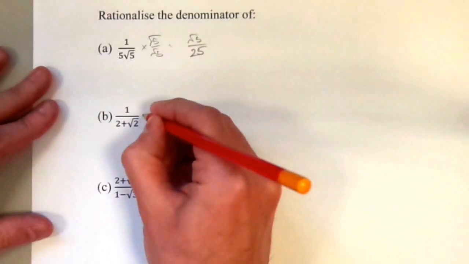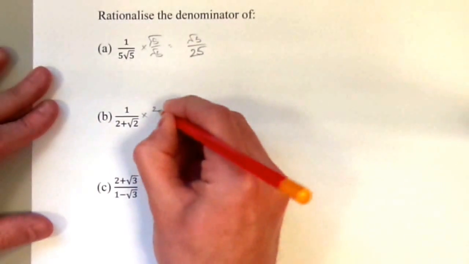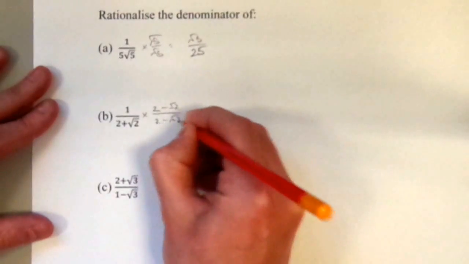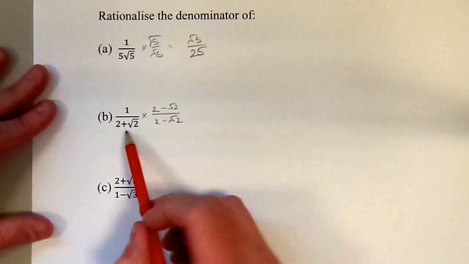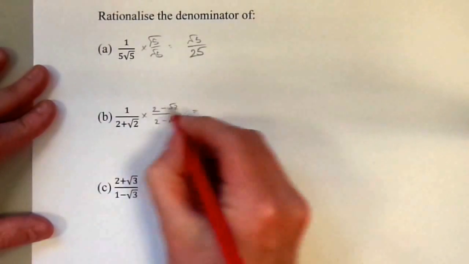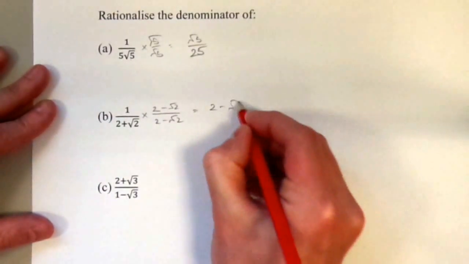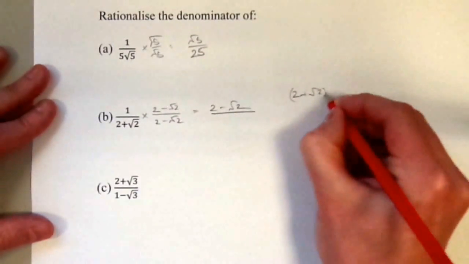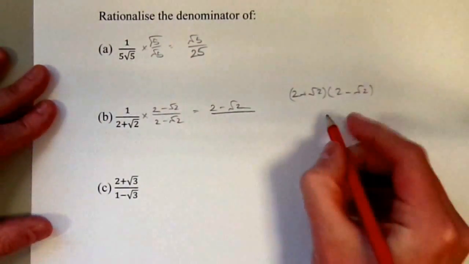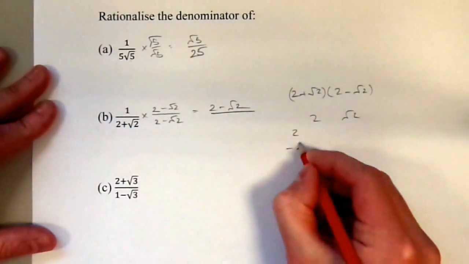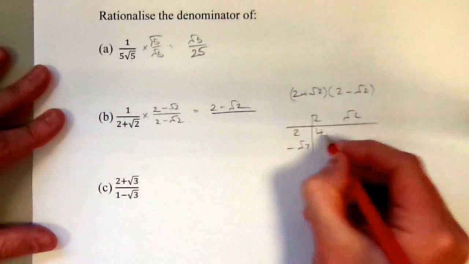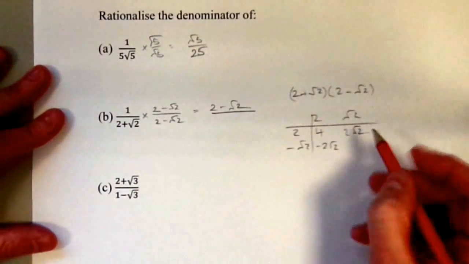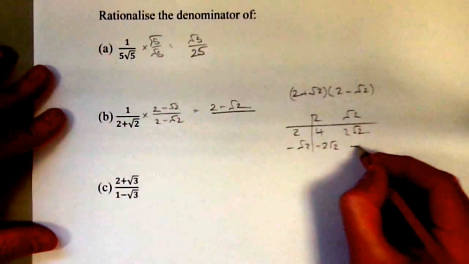For this one here, I haven't mentioned this type yet. What you have to do is you have to multiply by 2 minus root 2. The same term on the denominator, but with the opposite sign. The top we just have 1 times 2 minus root 2, which is that. The bottom we have this, which we looked at a couple of pages ago. So we can draw a grid. 2 times 2 is 4, 2 root 2, 2 times minus root 2 is minus 2 root 2, root 2 times negative root 2 is negative 2.